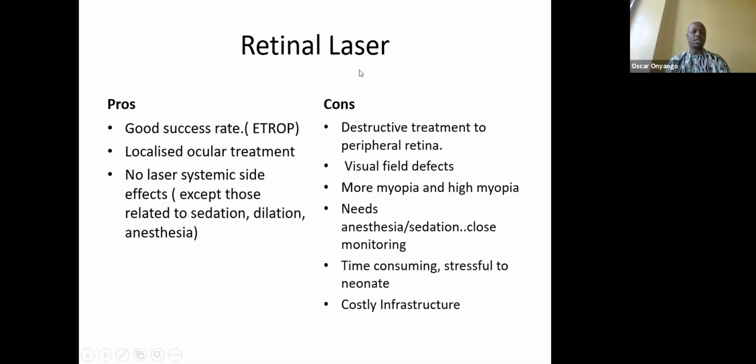And when talking about retinal laser, we have pros and we have cons. Many studies, which I will not go into here, have given us the success rates of laser. It's localized ocular treatment. You don't have systemic side effects, except depending on how you do your laser. I've done both with local anesthetic eye drops, we've done both with a bit of sedation, and we've done it under general anesthesia. What you find is when you do it under local anesthetic eye drops, there's still quite a lot of pain.